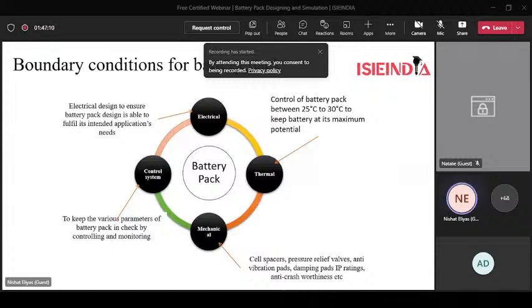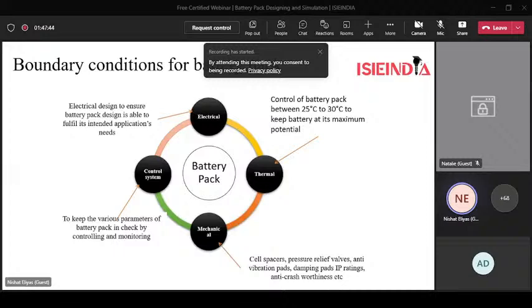A proper mechanical design to prevent the battery pack from the vibrations, and from sudden impacts and shocks as well. So we have to design a robust mechanical structure as well. A control system to keep the various parameters of the battery pack in check by controlling and monitoring its operation while it is on load.